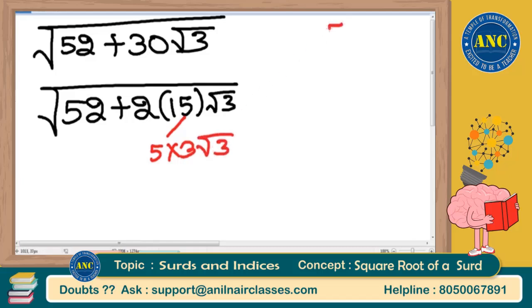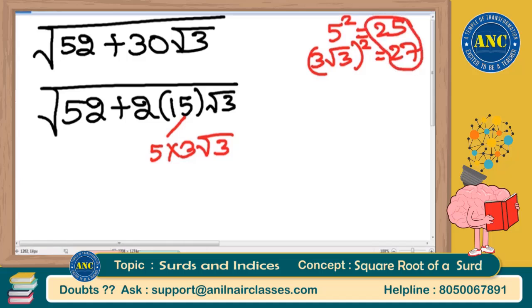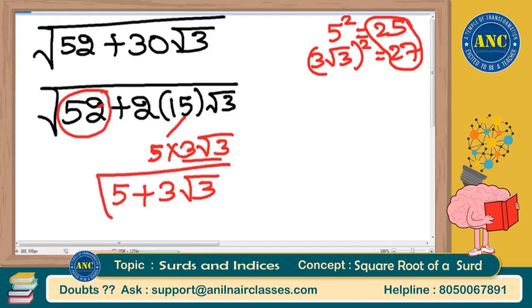Why did I do it like this? 5 square is 25. 3 root 3 whole square is 27. 25 plus 27 is giving me this first term 52. That means A value is 5, B value is 3 root 3. 5 plus 3 root 3 whole square under the square root. That should be the final answer.